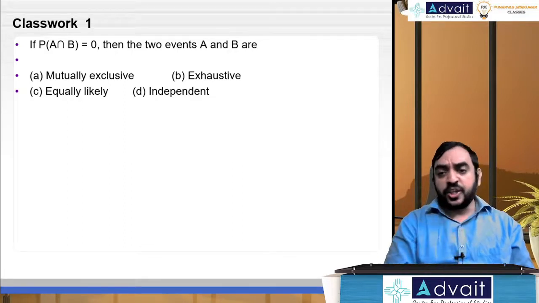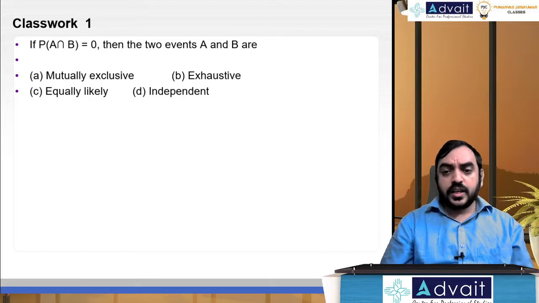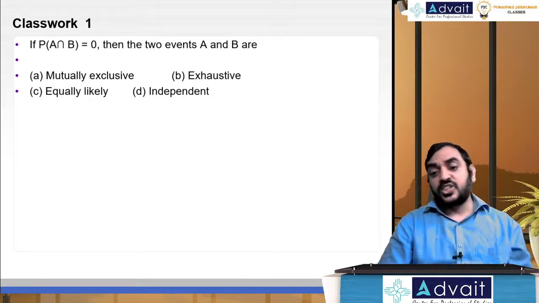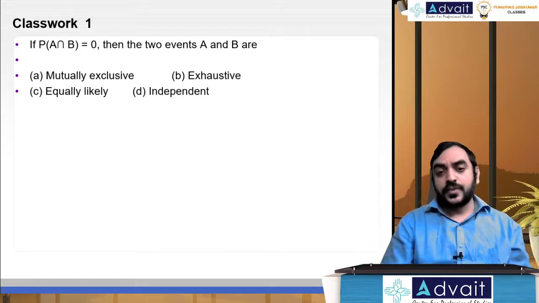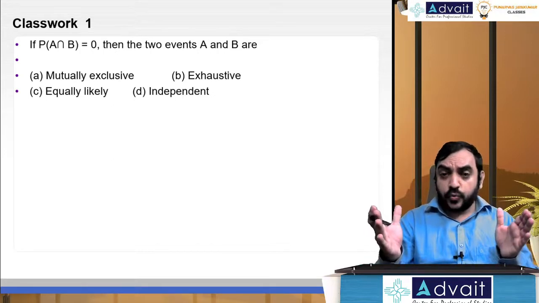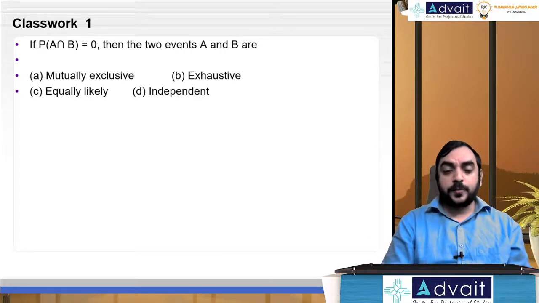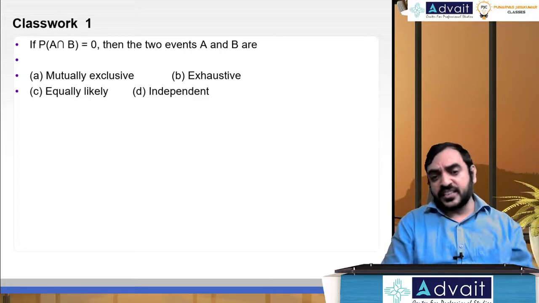Quickly, I'll tell you the meaning of each of these points. Mutually exclusive means if one happens, the other does not happen. They don't happen together. Exhaustive means one of the events will happen, so when you add the probabilities, it will be equal to 1. Equally likely means the probabilities are equal.